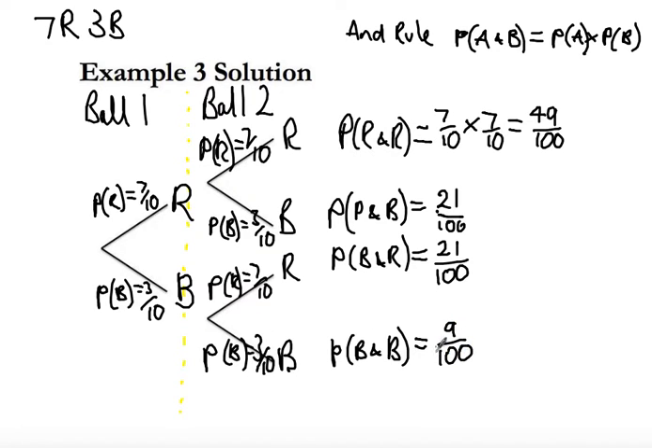One of the reasons that I don't want to cancel any fractions is because I may have to add these fractions afterwards. And what you should do is double check to make sure that all of these probabilities add up to 1, and that should indicate you've done the tree diagram correctly. So 49 plus 21 is 70. 70 plus 21 is 91. 91 plus 9 is 100, so I've got 100 over 100, so it appears that I've done this question correctly.